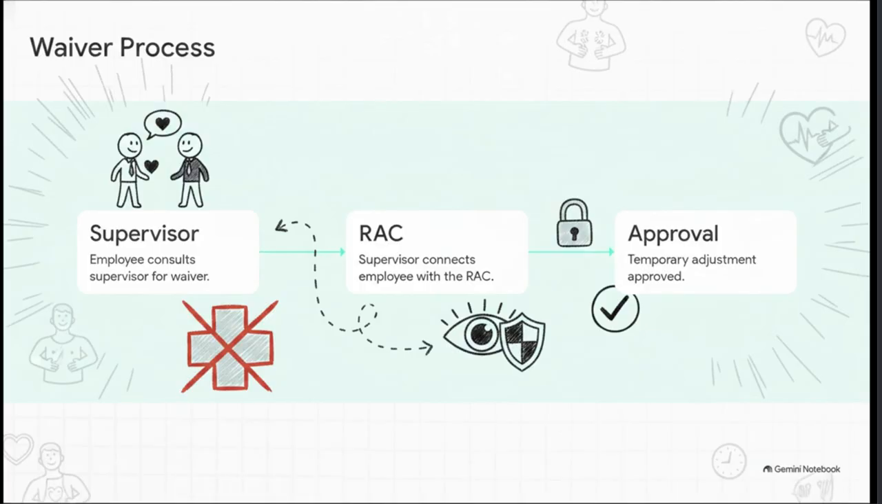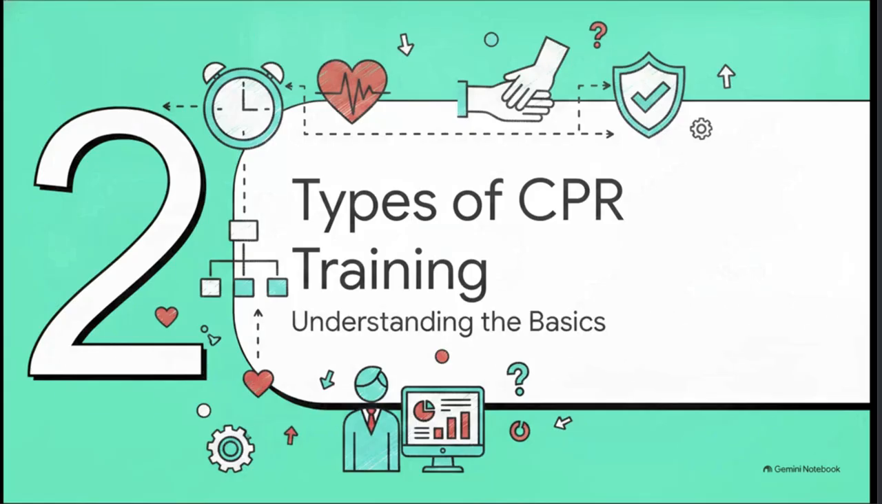This is absolutely crucial, guys. Supervisors should never, ever ask for medical diagnoses or look at medical paperwork. Once the RAC reviews everything and recommends a temporary adjustment, we hit step 3, and boom, the temporary waiver gets approved. Okay, moving right along to section 2.